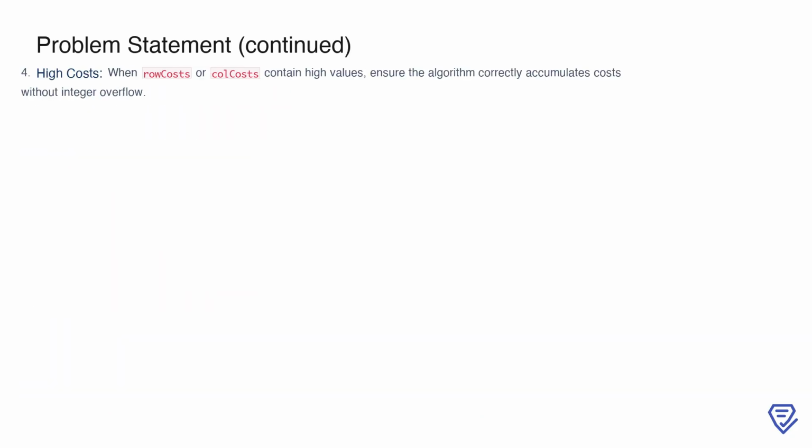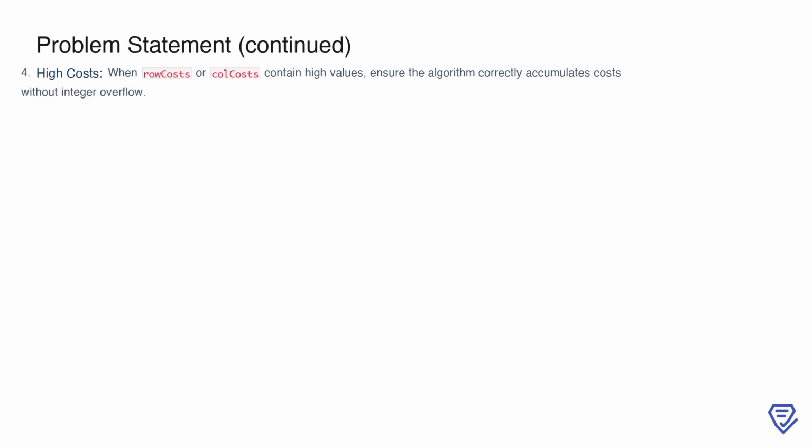There are a few important constraints and edge cases to consider in this problem. First, the dimensions of the grid, m and n, can be as large as 100,000, so the solution must be efficient to handle such large inputs. Additionally, the movement costs specified in row costs and column costs can be as high as 10,000. So it's important to ensure that the algorithm correctly accumulates these costs without encountering integer overflow.